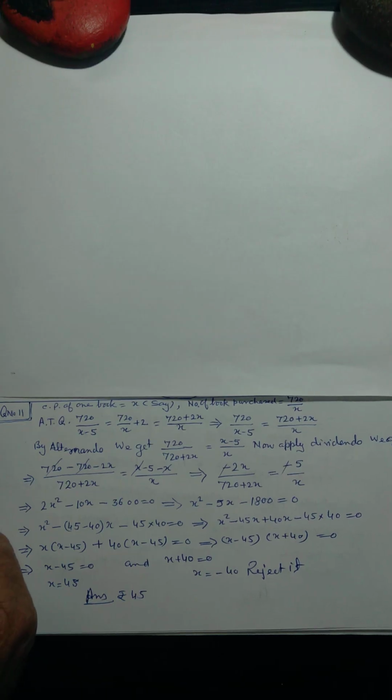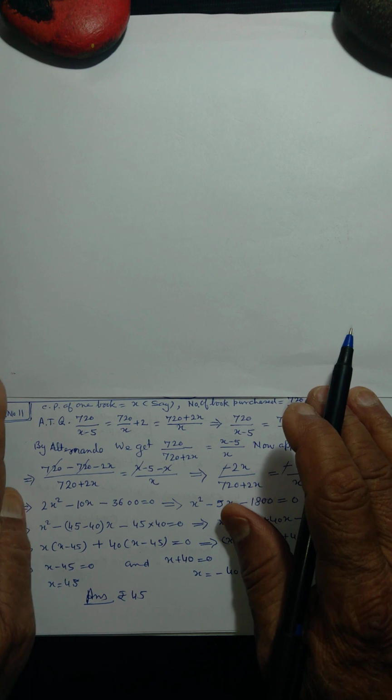Question number 11. A shopkeeper buys a certain number of books for rupees 720. If the cost per book was rupees 5 less, the number of books that could be bought for 720 would be 2 more. Taking the original cost of each book to be rupees x, write an equation in x and solve it.